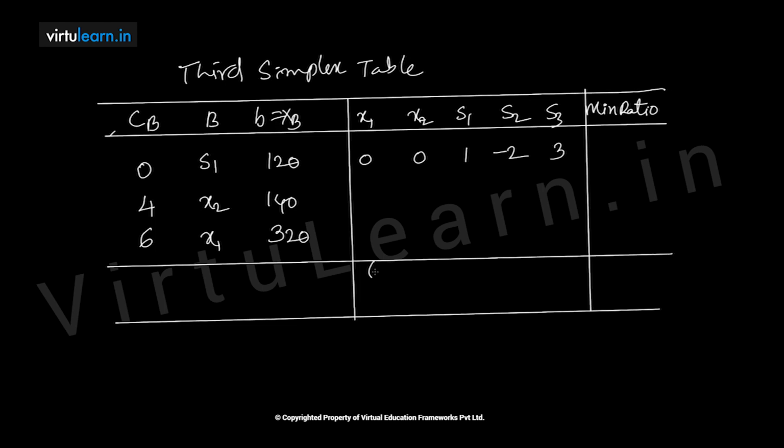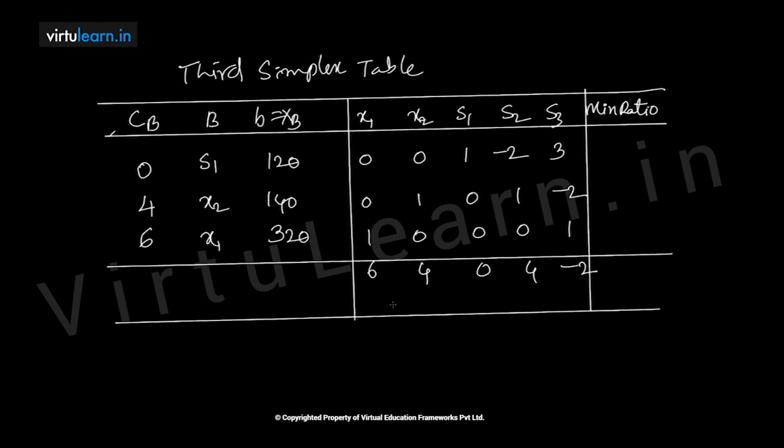Now let's see these values. Based on this, 0 into 1, 0, plus 0 into 4, 0, plus 1 into 6, 6. So we have got this. After writing this, we calculate 0, 1, minus 2, 0, 0, 1. So this into this, plus this into this, plus this into this. Likewise we calculate and we get these values.